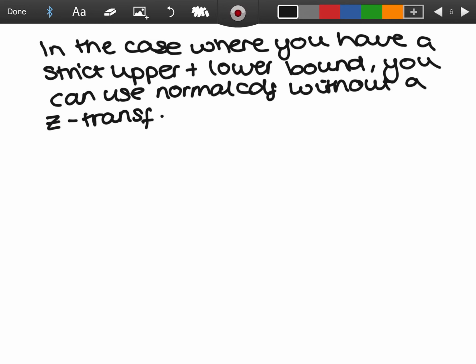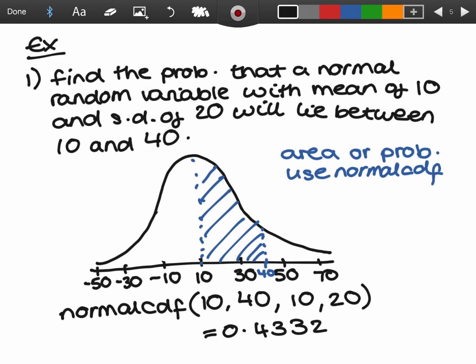Your problem comes where you do have one of these open-ended questions where it says, what's the probability that you're greater than? In this case, if it said, what's the probability that your normal random variable is greater than 10 or greater than 50 or something like that, you don't know what you can use as your upper bound. You could type in an incredibly large positive number and it would probably work, but sometimes your calculator actually doesn't like that. I know sometimes mine goes weird on me if I try to do that in a particular situation like this. So in those type of problems, you will need to do a Z transformation.